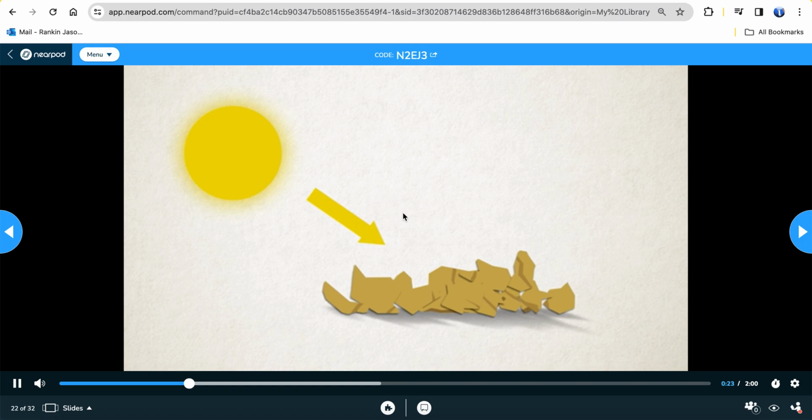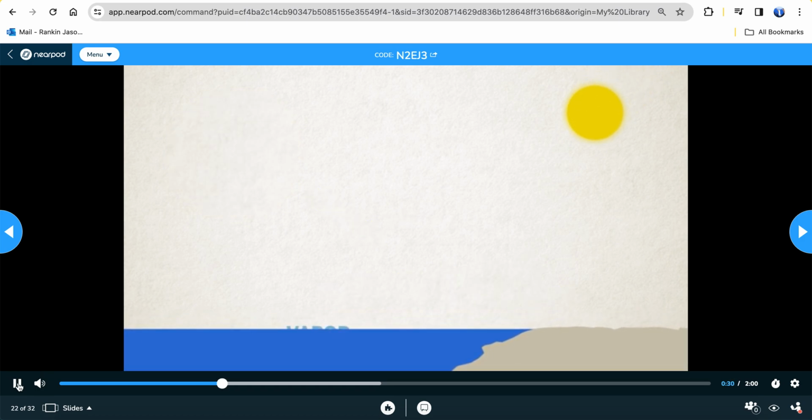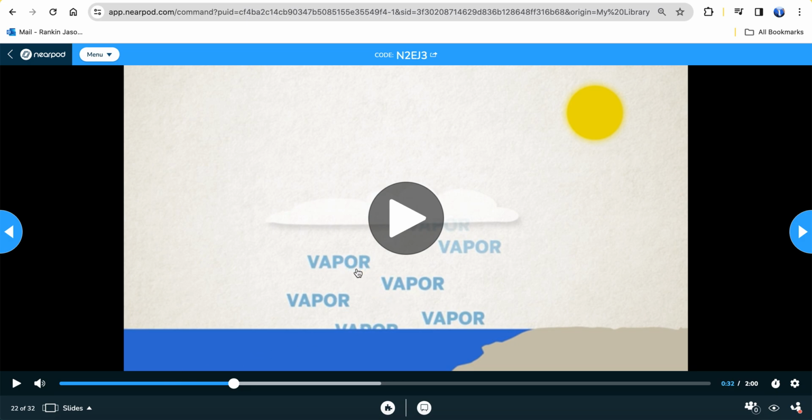But the sun doesn't melt or break the rock directly. The process is more complicated than that. The sun's energy warms the ocean, and liquid water evaporates and... Okay, so vapor, we should know that vapor is in the gaseous form or gaseous phase.